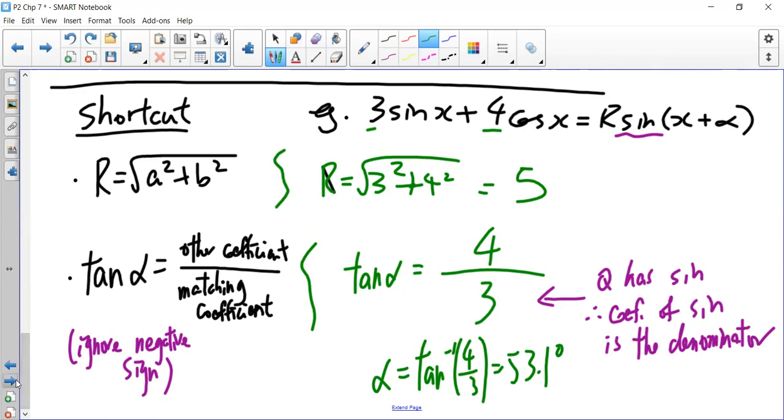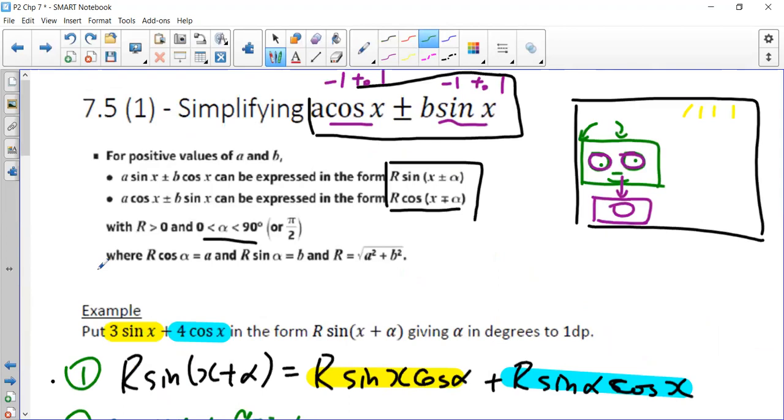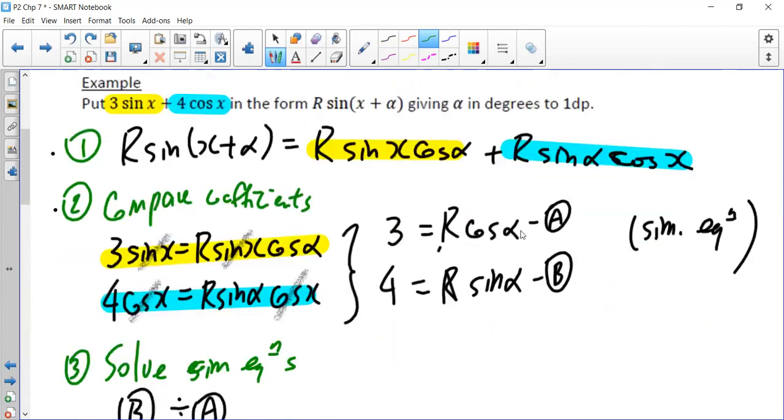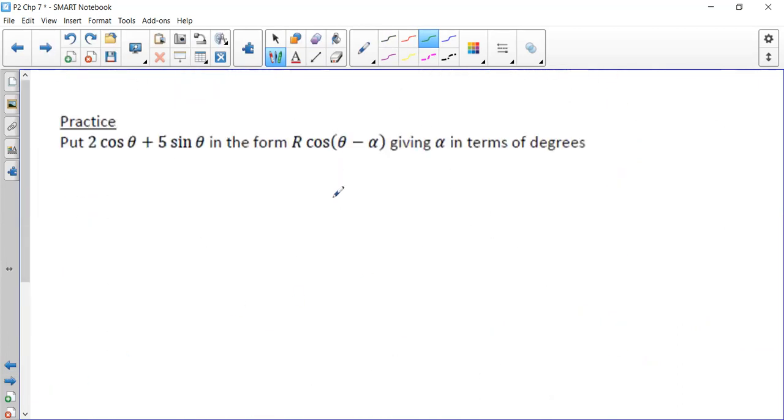Right. And the next one is the practice. What I would like you to do is pause the video and practice the long way, just to make sure you understand the long way. And then if you can, try the shortcut as well. When you're ready for the answer, you can press play.